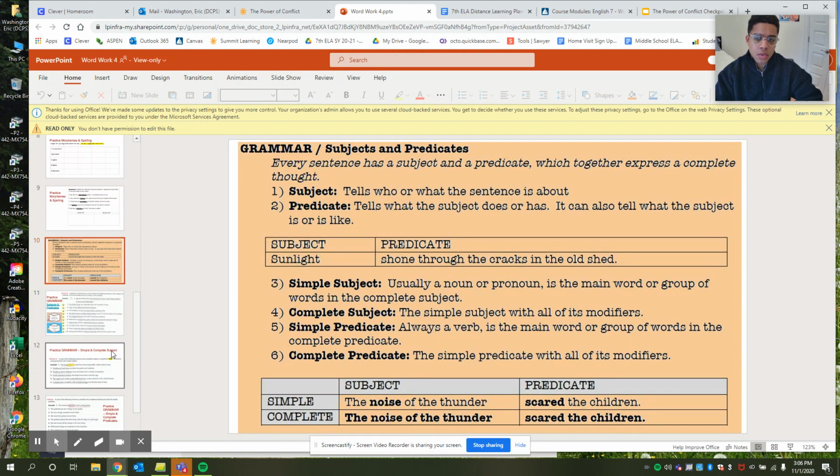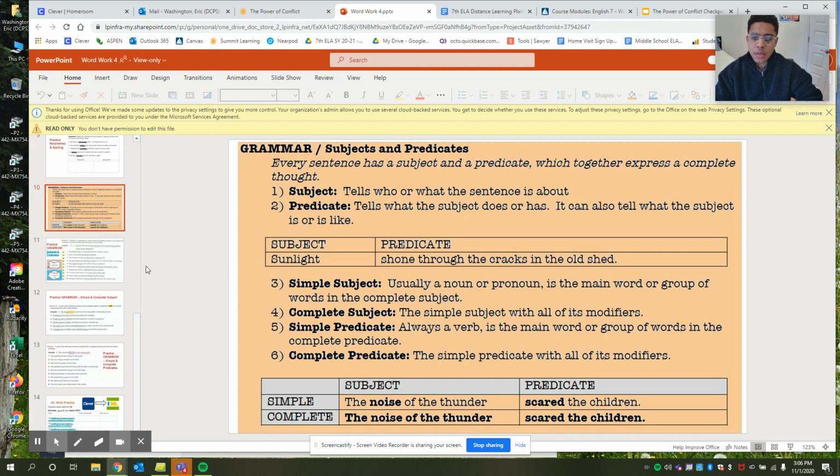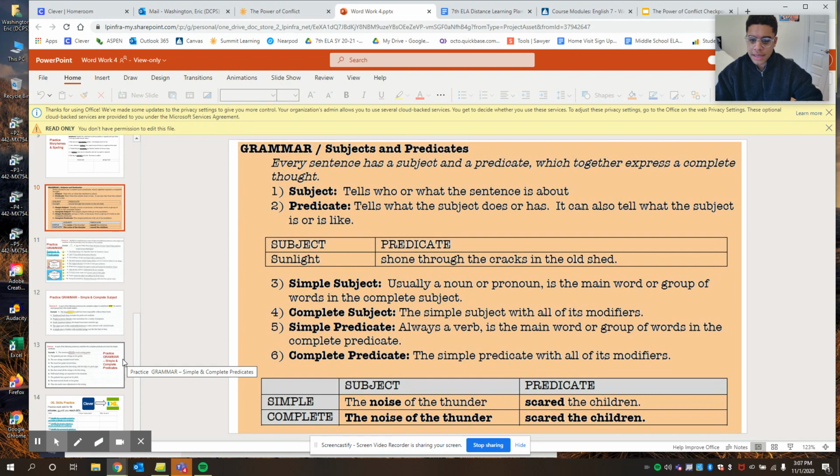Okay. Now, the grammar we're working on is subject and predicate. Simple and complete subjects, and we are working with predicates. So you'll read over this grammar. Every sentence has a subject and a predicate, which together express a complete thought. The subject tells who or what the sentence is about. And the predicate tells what the subject does or has. It can also tell what the subject is or is like.